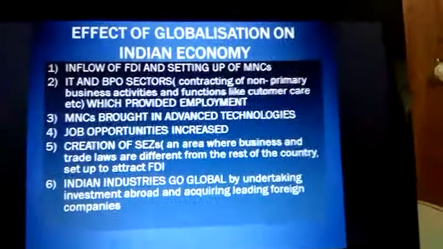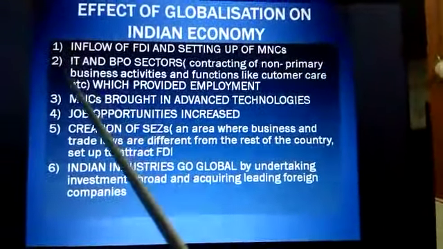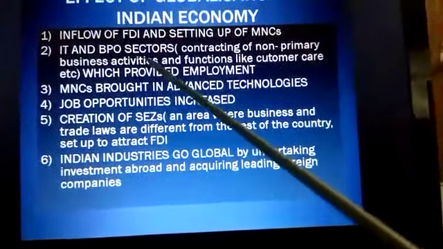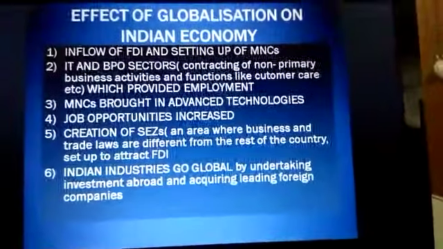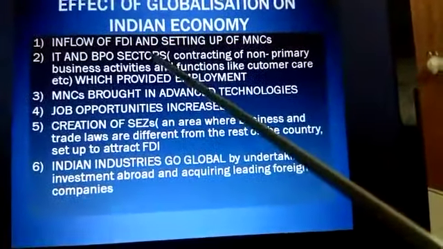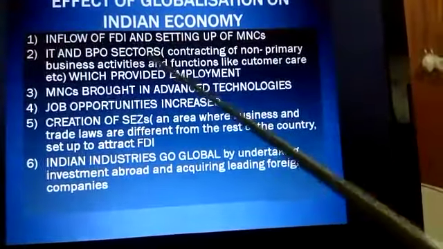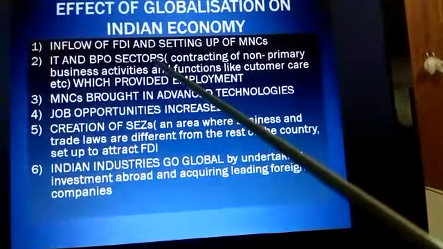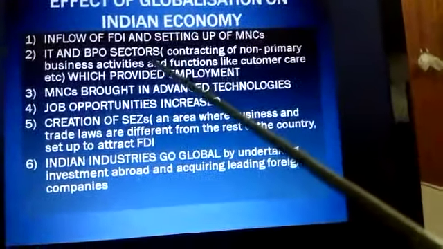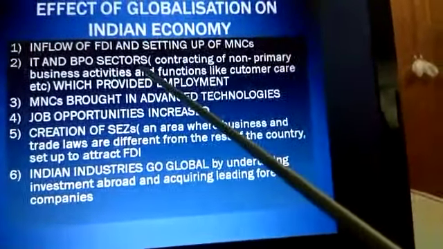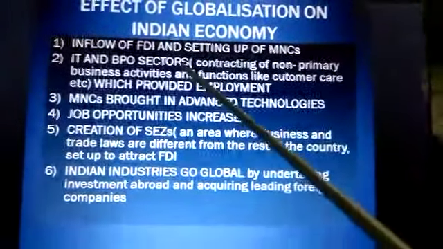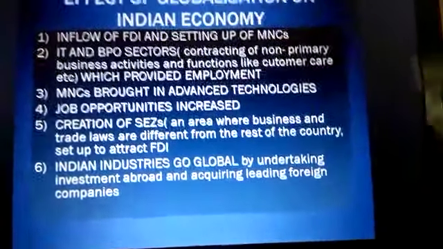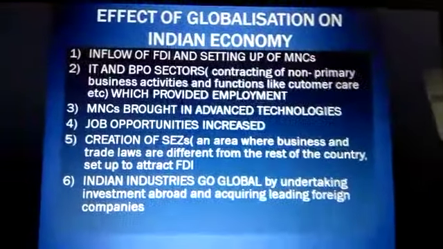Then, information technology sector developed and business process outsourcing sector developed. Now I'll tell you the meaning of the term. Suppose a software company's main work is to generate software for the other companies who are demanding. For example, a new hotel wants a website. They will approach a software developing company to develop a software for them. So their main work is to develop softwares.